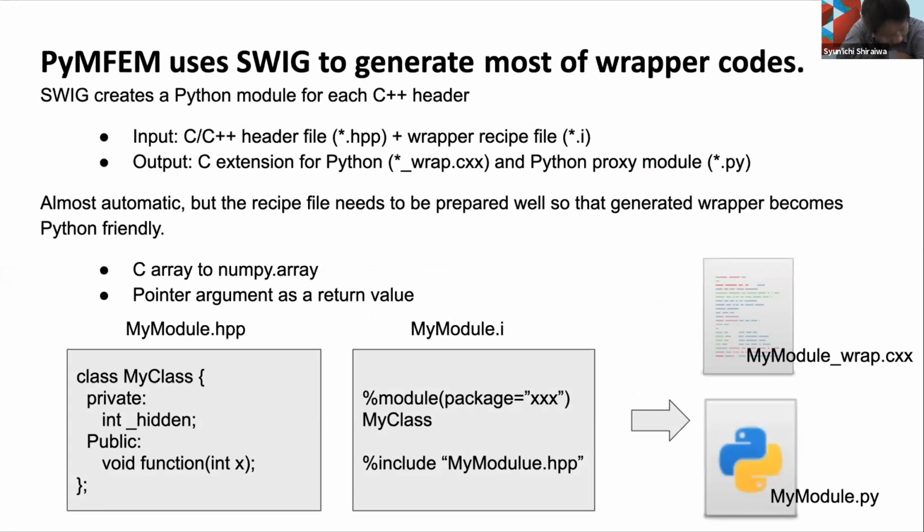So to motivate people to join this project or look at it seriously, I would like to go over a little bit how things are done in PyMFEM. PyMFEM uses a SWIG wrapper to generate most of the wrapper code. SWIG is basically an automatic wrapper generator. It takes the C++ header file and a small wrapper recipe file, which we need to provide. Then it creates the C extension for Python, which is a CXX file, and a Python extension proxy module. So basically a class in C++ becomes a class in Python, written in Python, and then from that class, the C++ method is called.